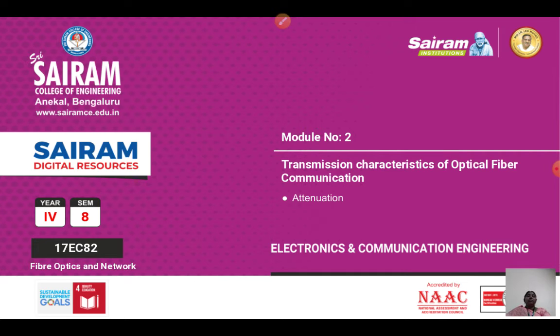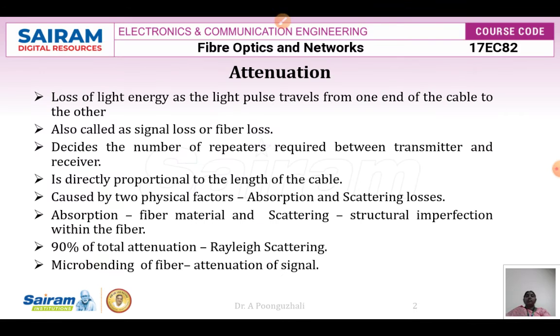The first loss we are going to see is attenuation loss. First we define what is meant by attenuation. Attenuation is when light is propagated along the fiber from one end of the cable to the other end, and a portion of the light is lost. So the light energy is lost when it is propagated. This loss of light energy is called the attenuation of the optical fiber.